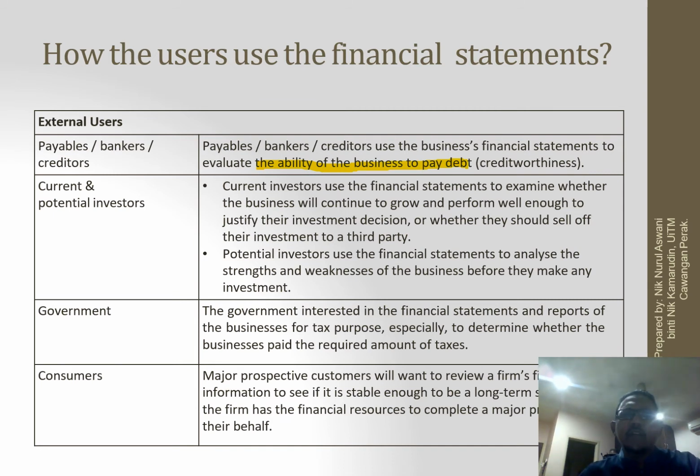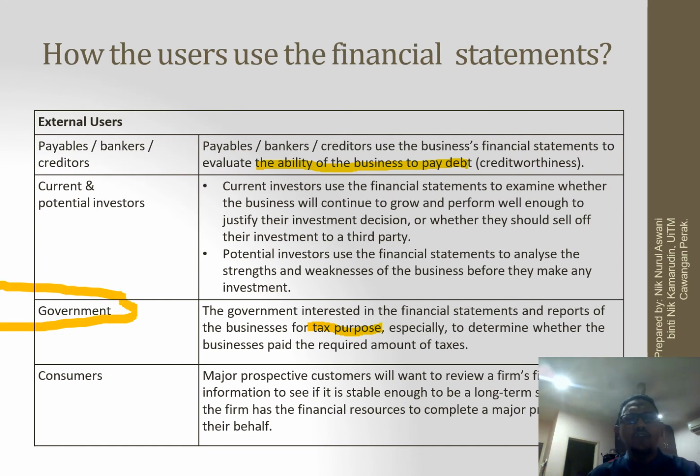Current and potential investors. Current investors want to examine the financial statements to see whether the business will continue to grow and perform well, because they want to get more income in terms of dividends, for a limited company. Potential investors use the financial statements to analyze the strengths and weaknesses of the business in order to make investment decisions. Okay, the government is interested in the financial statements and reports of the business for tax purposes. Government is more on tax purposes.